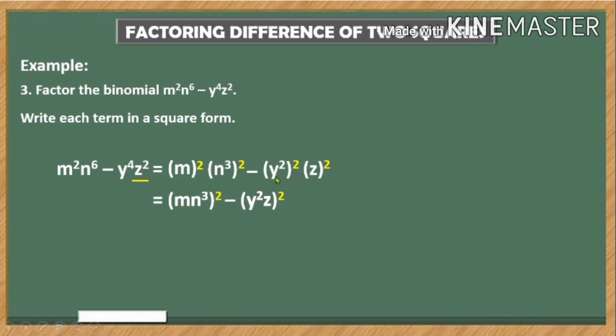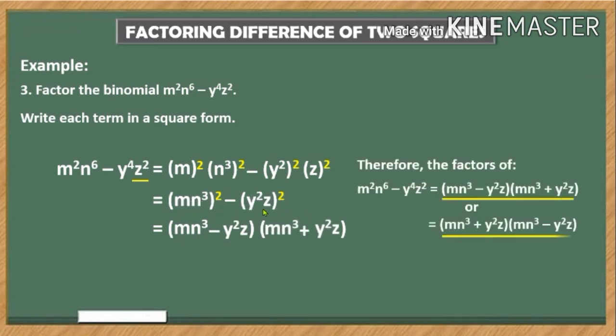So we multiply the bases and enclose the product to the power of 2. So to proceed in factoring, our new bases now are m n cubed and y squared z. So of course, we simply copy. Okay, so we have this expression or factors.